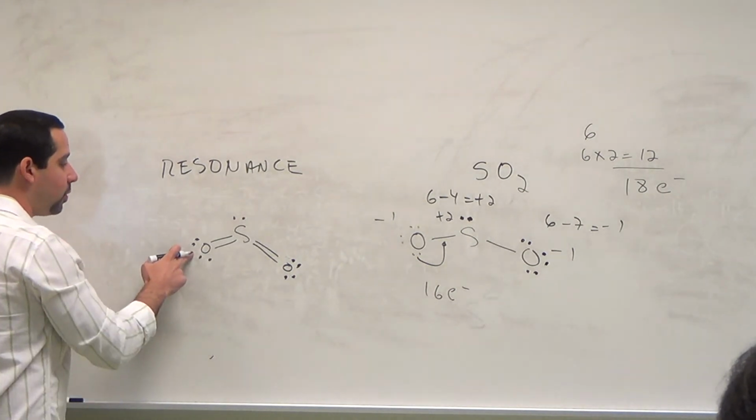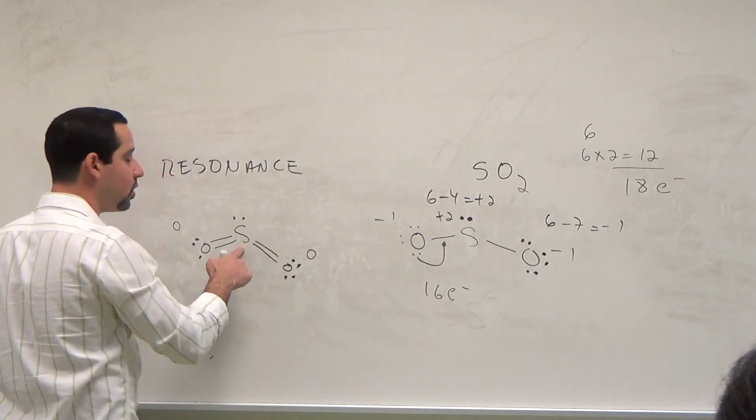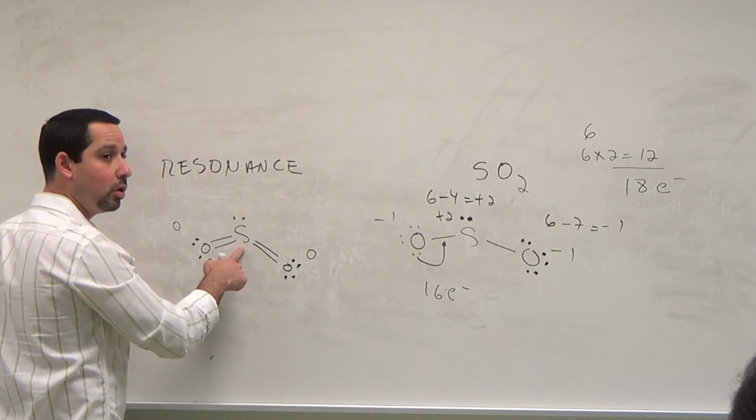What's the formal charge on this oxygen? 0. What's the formal charge on this oxygen? 0. What's the formal charge on this sulfur? 0.